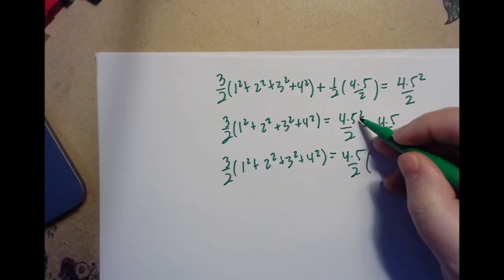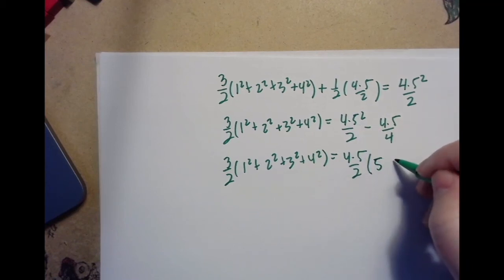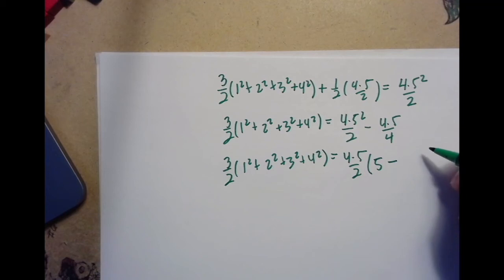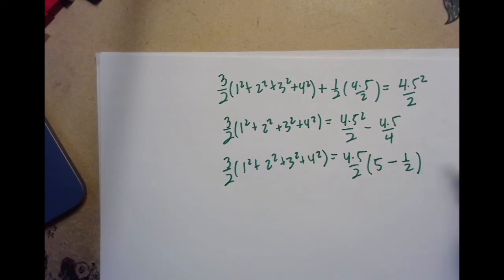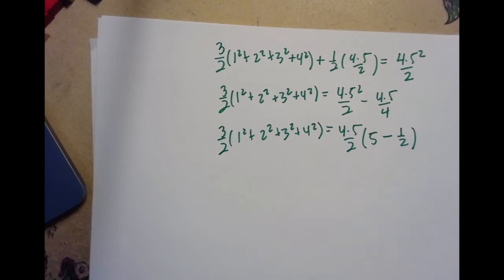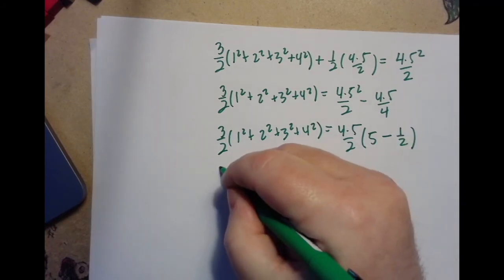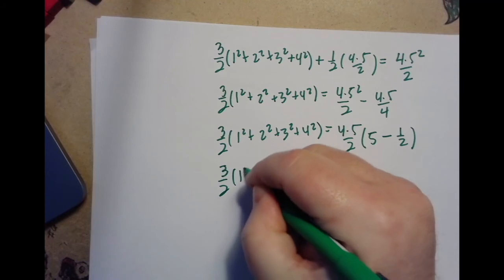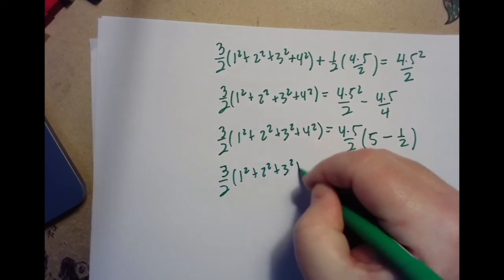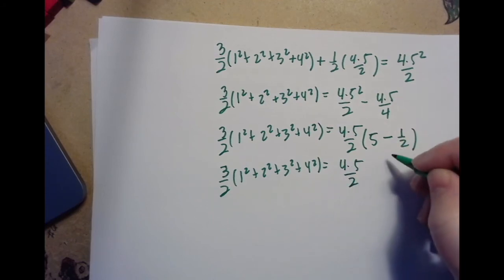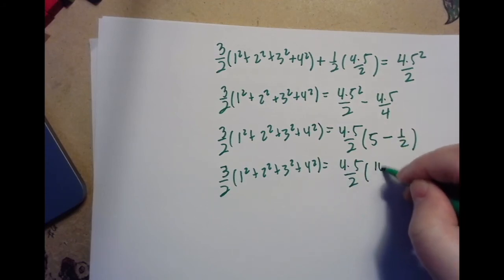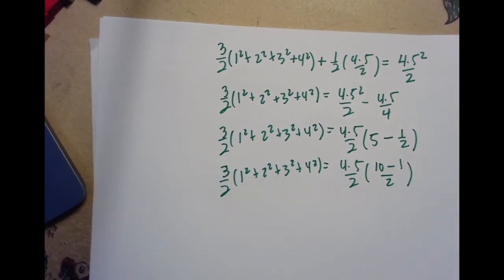And what would that leave me? That would leave me a 5 here. And that'd leave me, what would that leave me? 1 half there, I guess. So if I want to get a common denominator with that side, let's try that. That'd give me a 4 times a 5 over 2, and then this would be a 10 minus 1 over 2. Like that.